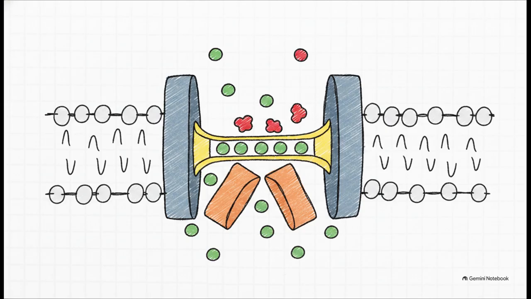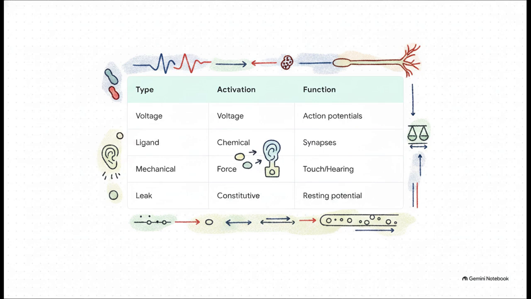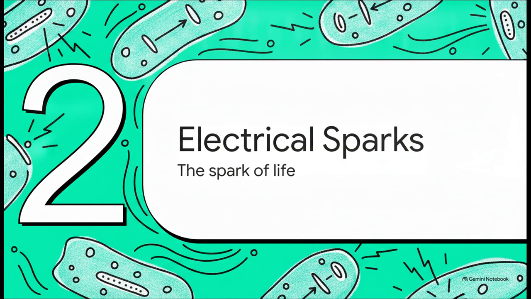Now, there are 4 major types of these gates, and each one is triggered by specific forces. First, voltage-gated channels. These respond to changes in the membrane's electrical potential, which is absolutely crucial for your neurons and heart. Second, we have ligand-gated channels. These open up when a chemical messenger, like a neurotransmitter, binds to them, driving rapid synaptic communication. Third are mechanically gated channels. These physically respond to mechanical forces, and that's exactly how you experience touch, balance, and hearing. And lastly, leak channels. These are constitutively active, just letting ions move freely back and forth to help maintain the cell's resting state.